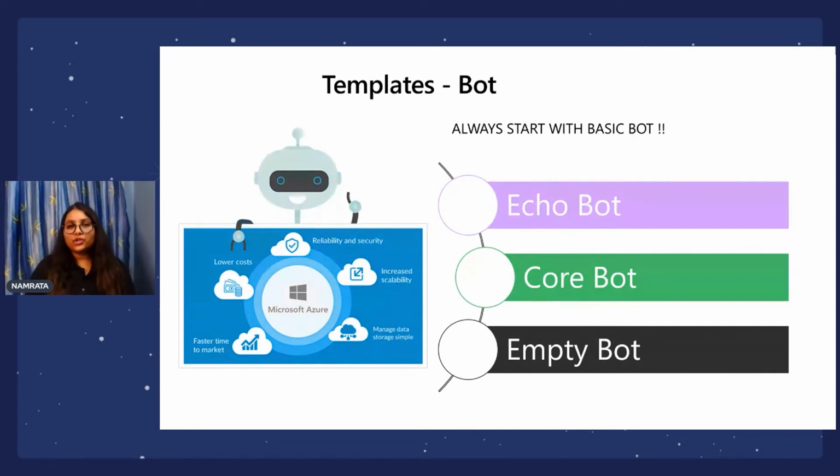EchoBot is the one I talked about: if you say hello, it will give you back the same response as you entered. With Core Bot, you get a lot of customized and advanced features to work on user responses, for example, language understanding, authentication facilities, and adaptive card facilities. A lot of features are offered in Core Bot. It is actually the master of all bots.